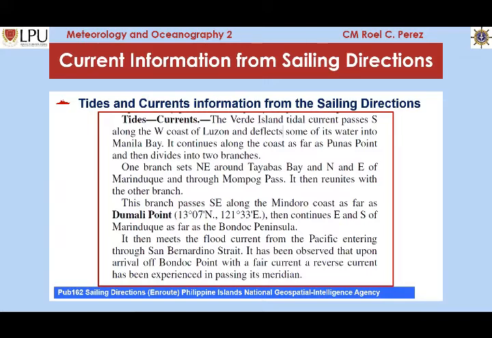This branch passes southeast along the Mindoro coast as far as Dumali Point, then continues east and south of Marinduque as far as the Bondok Peninsula. It then meets the flood current from the Pacific entering through San Bernardino Strait. It has been observed that upon arrival at Bondok Point with a fair current, a reverse current has been experienced in passing its meridian.